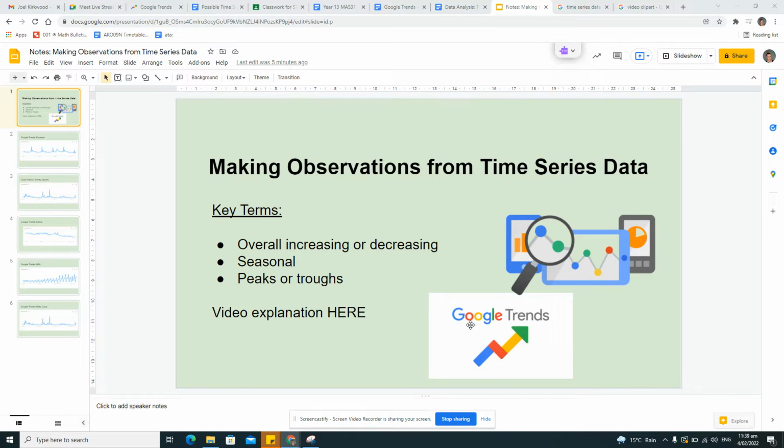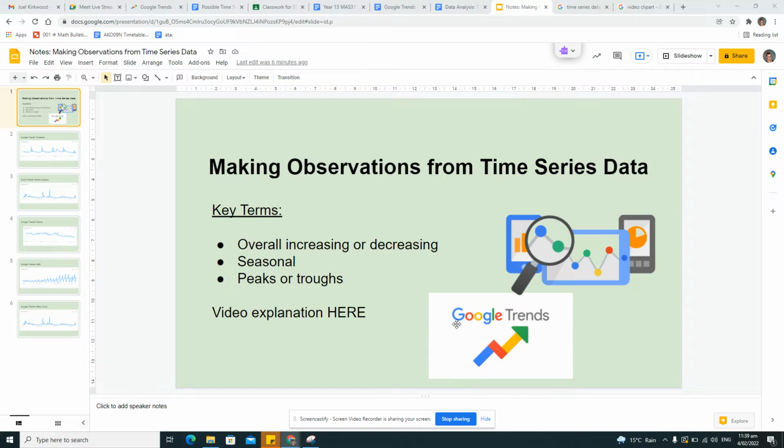Making observations from time series data. So, today's lesson, we are going to learn how to make different observations from a time series data graph using some of our key terms to describe those observations that we can see.